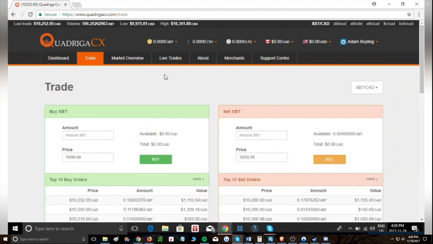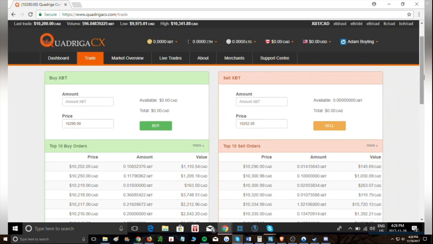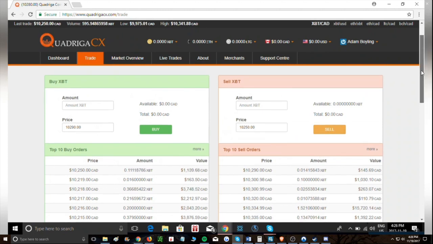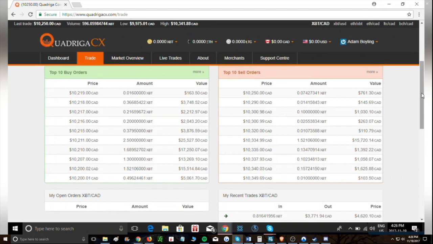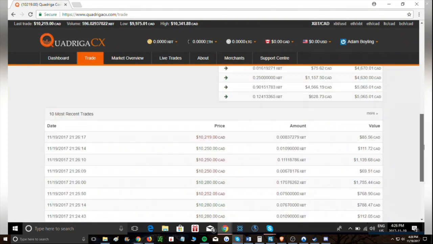So over here, we're going to go to the trade. This is basically the marketplace for Quadriga. It's not too pretty looking, but it's what we got. So green side is obviously people putting in their buy orders, and red side is their sell orders. Right here's the top 10 orders. It looks like we're still sitting over 10K Canadian per Bitcoin right now. And people are willing to pay it. And sell side, slightly above.